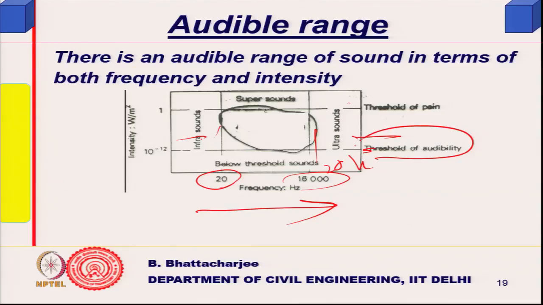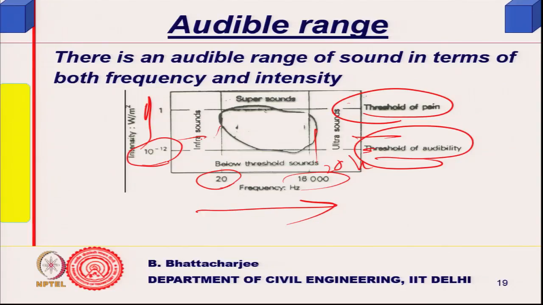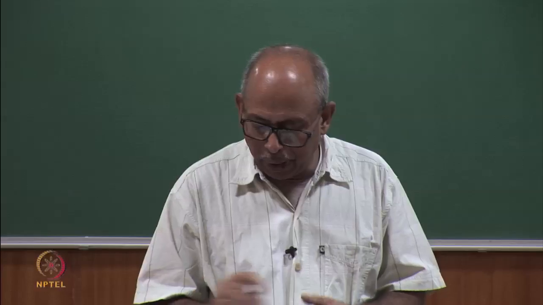So this is called the threshold of audibility, this is called the threshold of pain, and it is in watt per meter square. If you see intensity in watt per meter square, because it is power per unit area, average power. So then 10 to the power minus 12 watt per meter square is what you can barely hear, and 1 watt per meter square it starts paining, right. So this we call the threshold of audibility, this we call the threshold of pain, and this is the audible range starting from this.